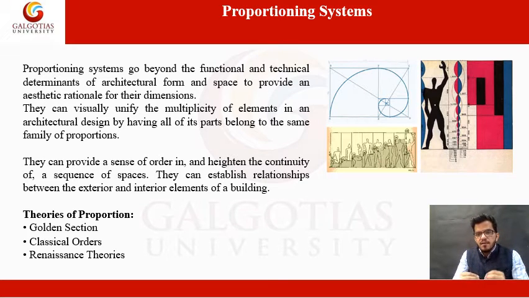Proportion and scale are used extensively in architecture to create forms that are both pleasing to the eye and establish a balance between the two. Designers often use scale and proportion to create compositions that are appropriate for the site and the intended use. Once a proportioning system is established in an architectural design, it can provide a sense of order, highlighting the continuity and sequence of spaces.